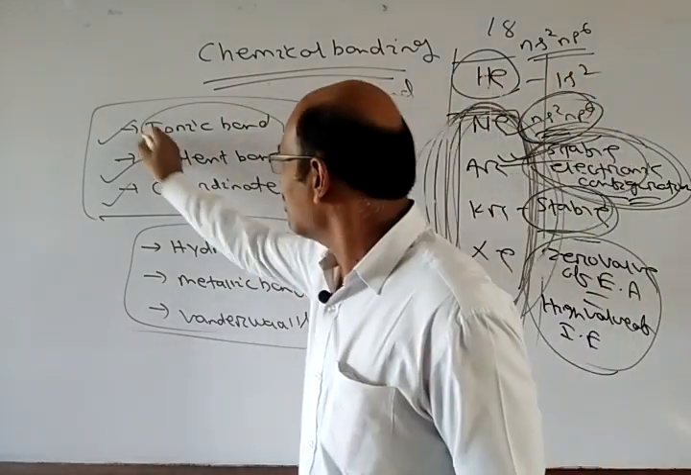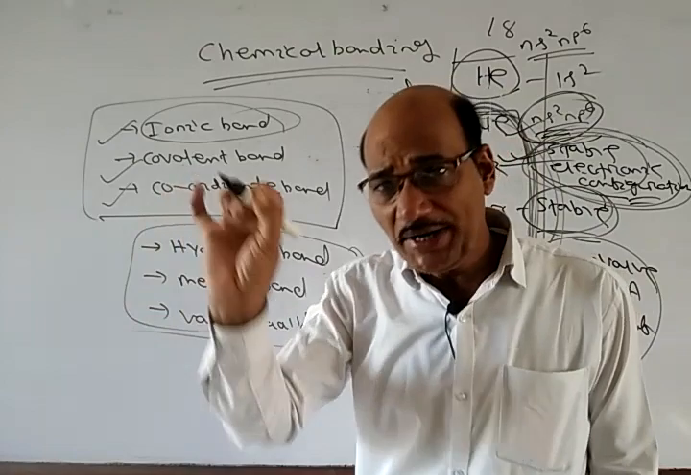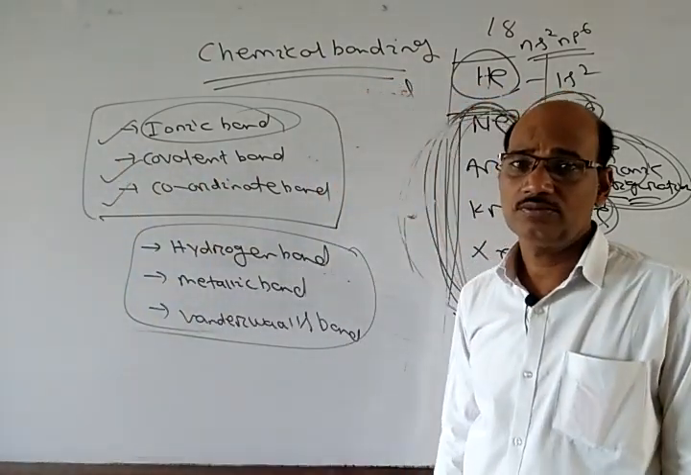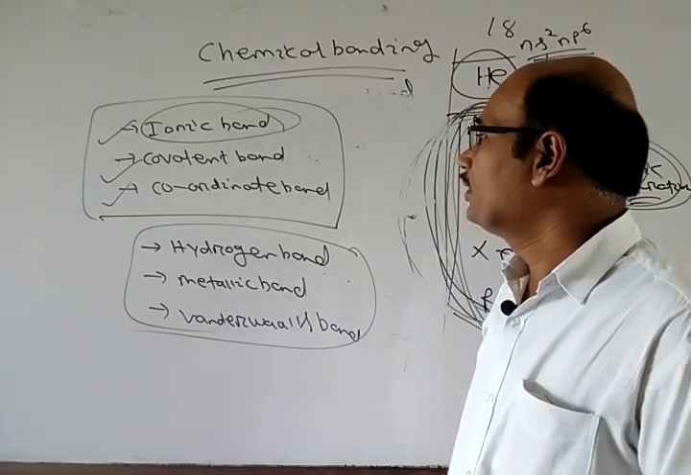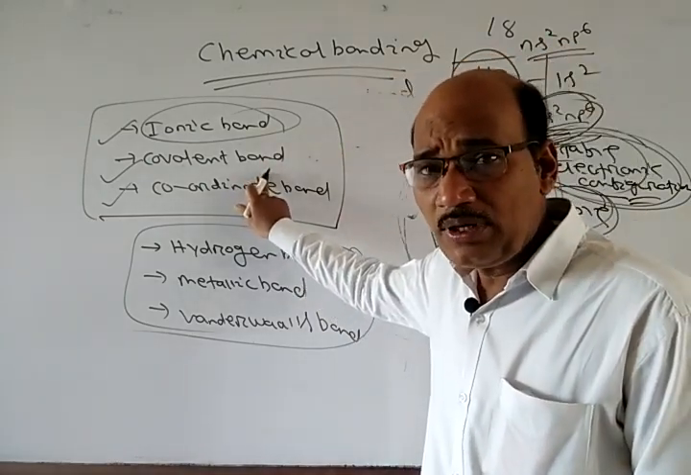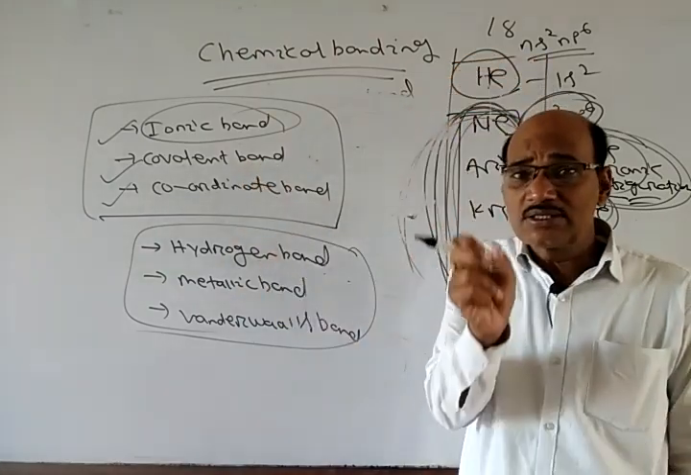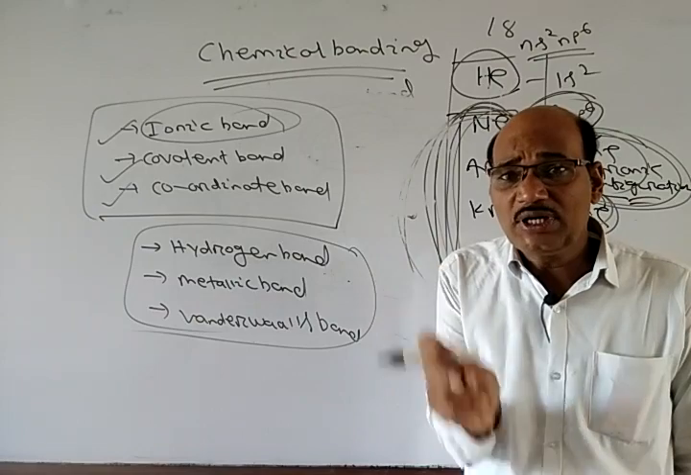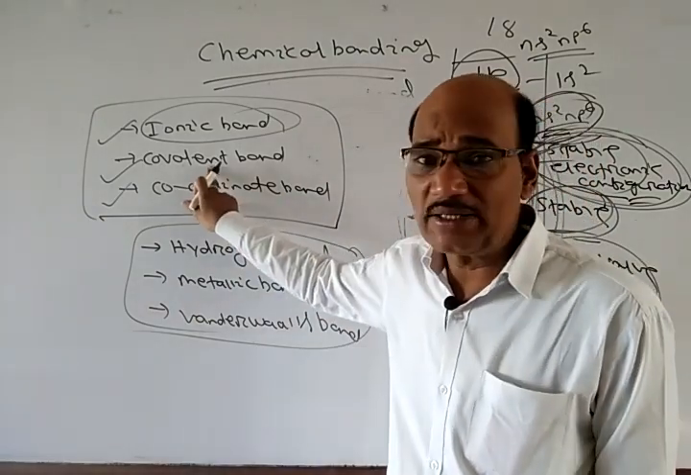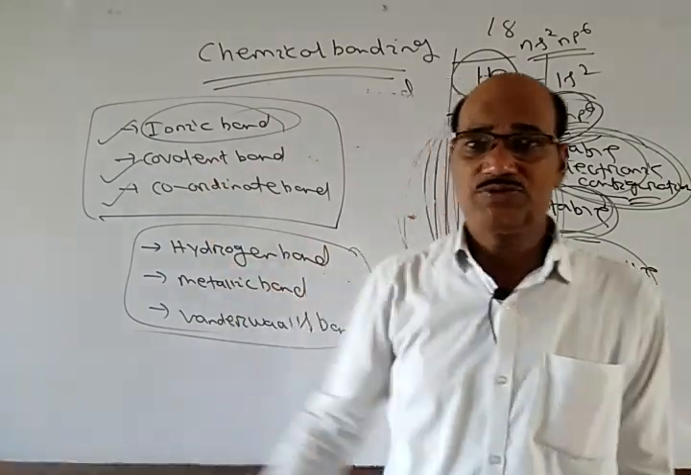The ionic bond is formed by the complete transfer of electrons from one atom to another atom. And what is the covalent bond? It is the force of attraction that holds a shared pair of electrons between the two atoms. So this is a bond formed by the sharing of electrons between the participating atoms.